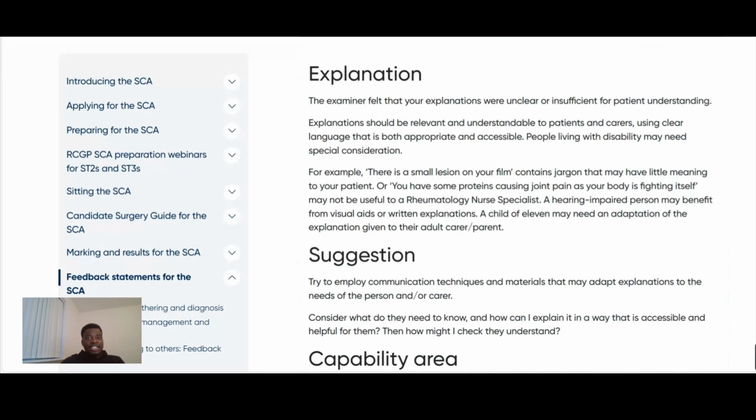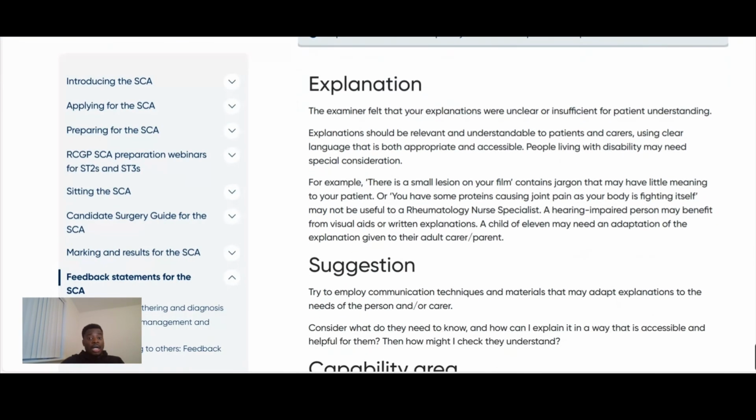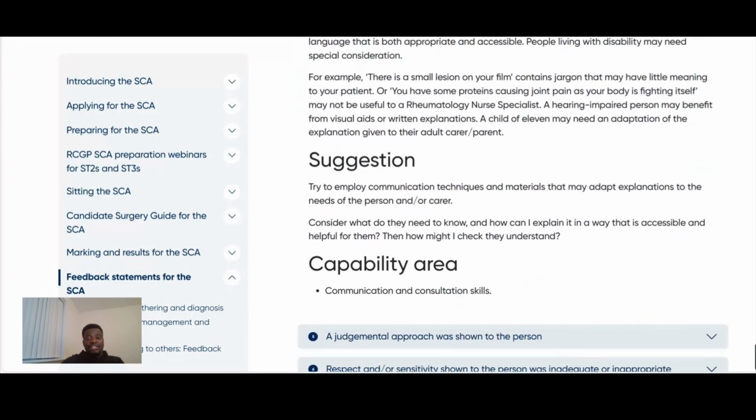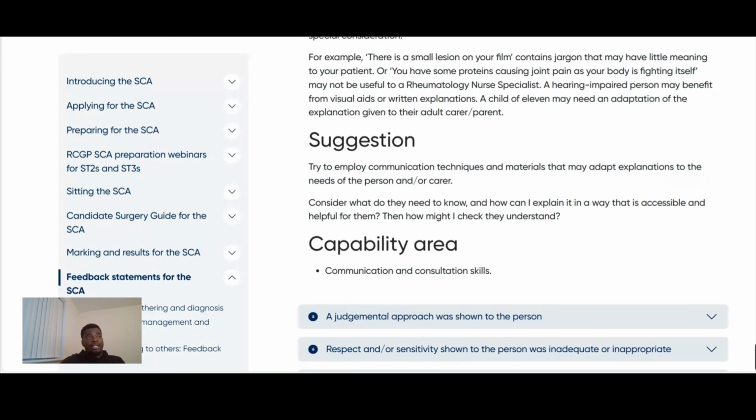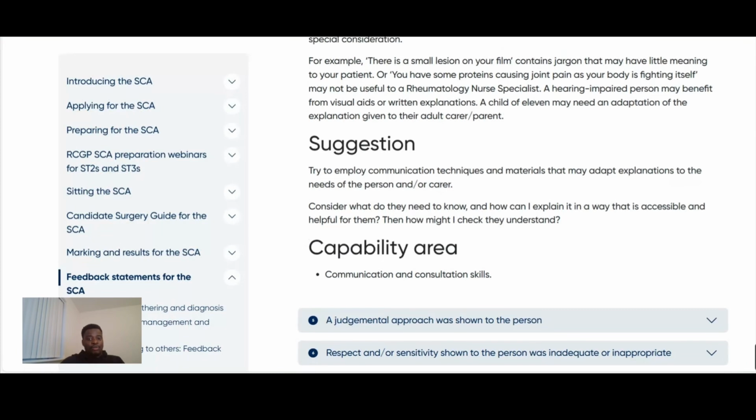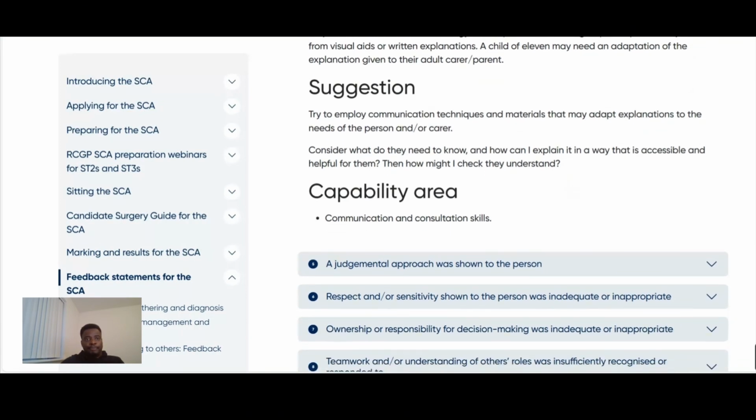So if your explanations are unclear and the patient needed to clarify or the patient remained unsure, then this is the option the examiner is going to pick. And so what are the areas of suggestion as per the college is to explore more communication techniques and use materials that help to adapt simple, plain explanation that the common person on the streets will easily understand.